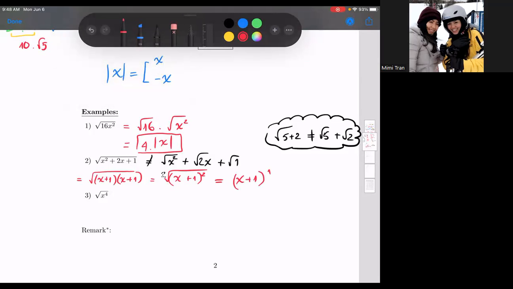What did I miss? Absolute value, right? I cannot just leave it like that. Remember, I don't know if x is positive or negative. If x is like negative 3, negative 3 plus 1 is negative 2. Negative. We cannot put a negative in the square root.